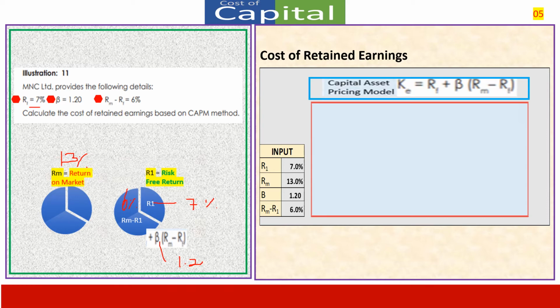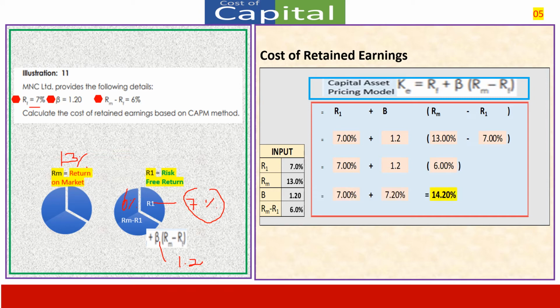We are going to use the capital asset pricing model: R1 plus beta into (RM minus R1). As simple as this. R1 is 7%. Beta is 1.2. RM minus R1 is nothing but 13 minus 7, which is equal to 6 as already given. And it is 7% plus 1.2 into 6 is 7.2, 14.2. Now this is a simple calculation of capital asset pricing model based cost of retained earnings.